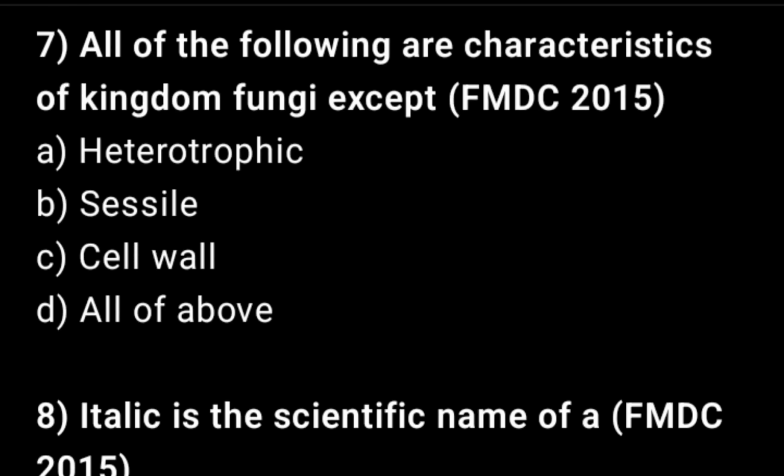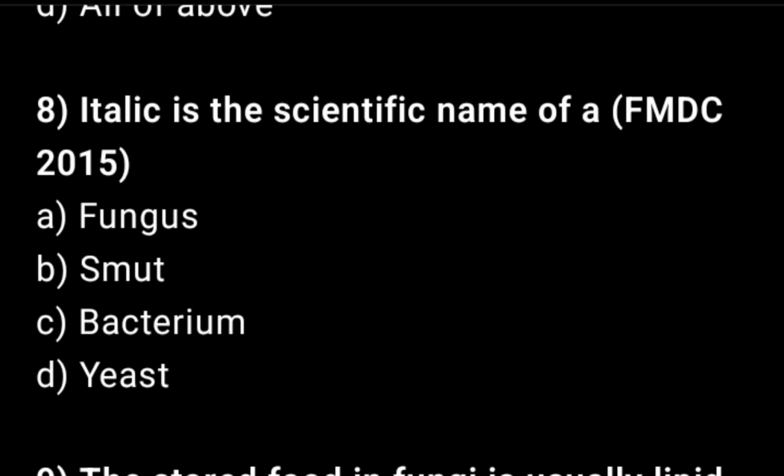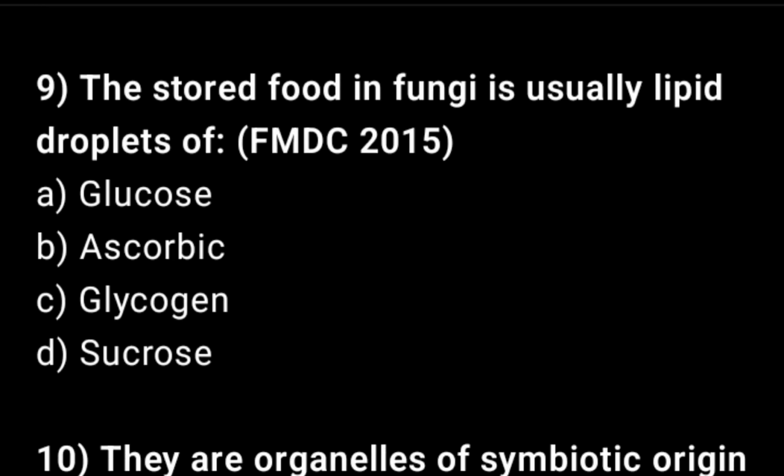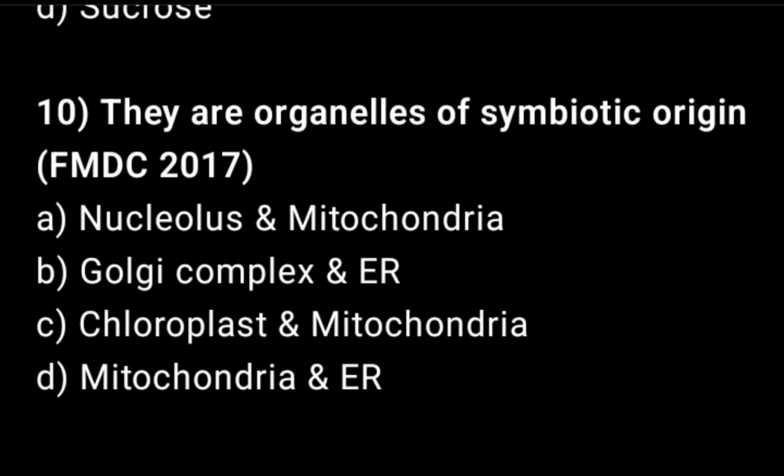7. All of the following are characteristics of kingdom fungi except FMDC 2015. A. Heterotrophic. B. Sessile. C. Cell wall. D. All of above. 8. Italic is the scientific name of a FMDC 2015. A. Fungus. B. Smut. C. Bacterium. D. Yeast. 9. The stored food in fungi is usually lipid droplets of FMDC 2015. A. Glucose. B. Ascorbic. C. Glycogen. D. Sucrose. 10. They are organelles of symbiotic origin.